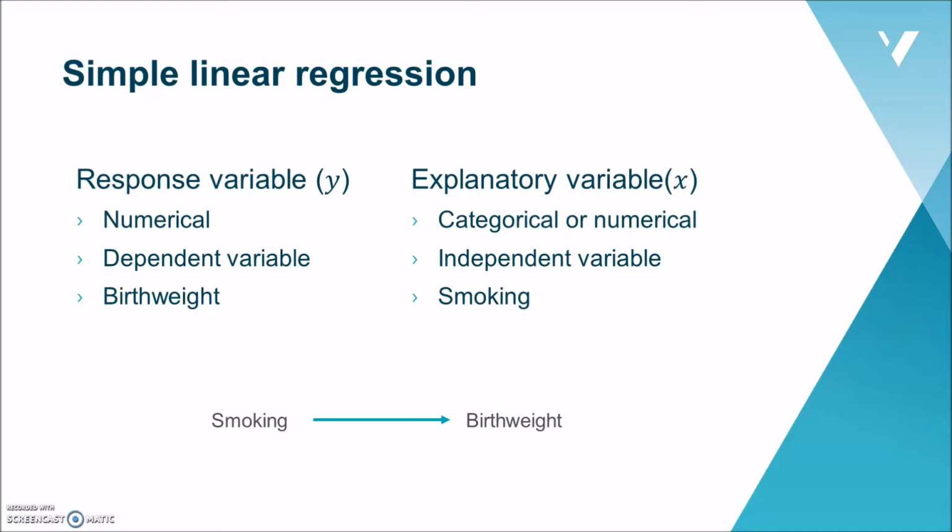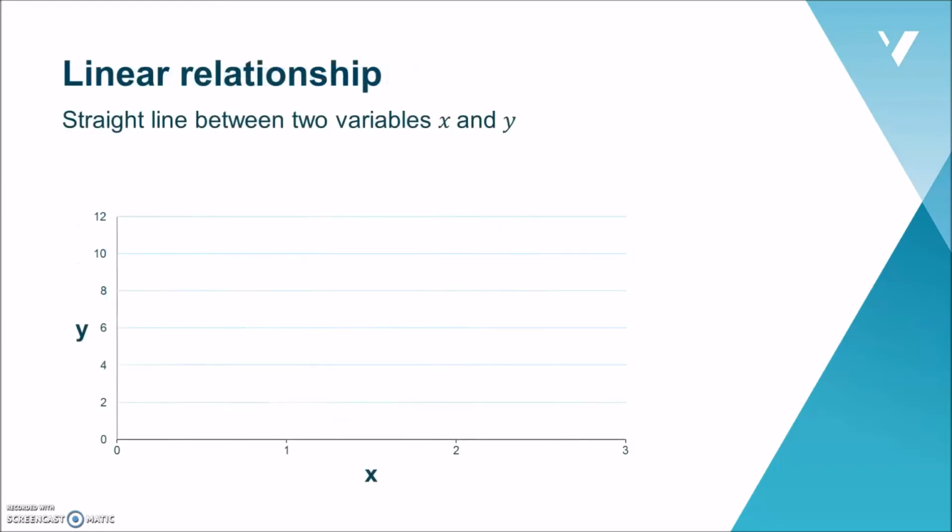If the response variable y depends on several explanatory variables at the same time, this is referred to as multiple regression. We will not address this issue in the current lecture. Before we start illustrating an example of simple linear regression, we will take a closer look at what we mean by a linear relationship.